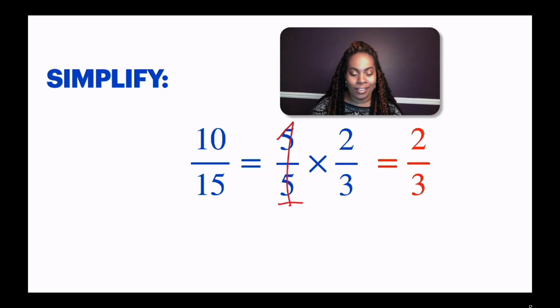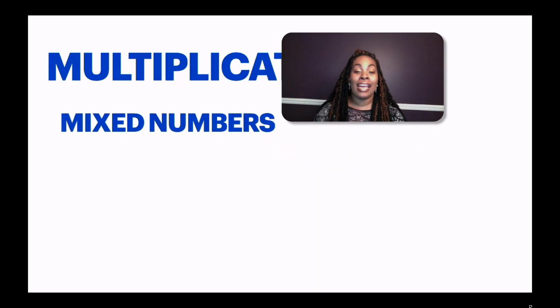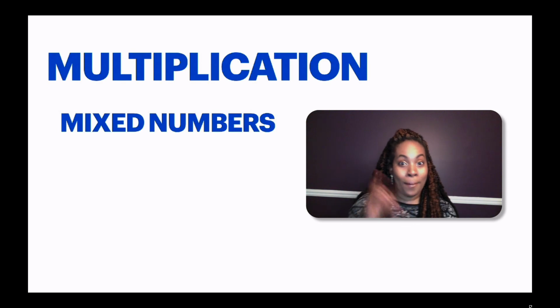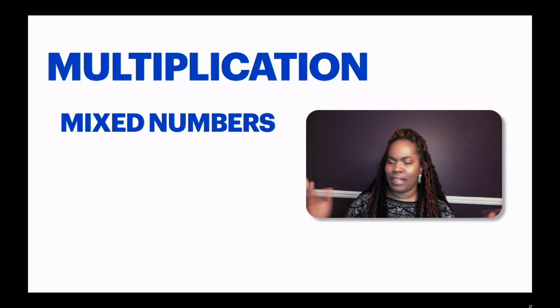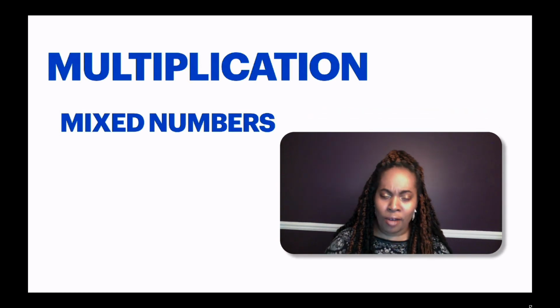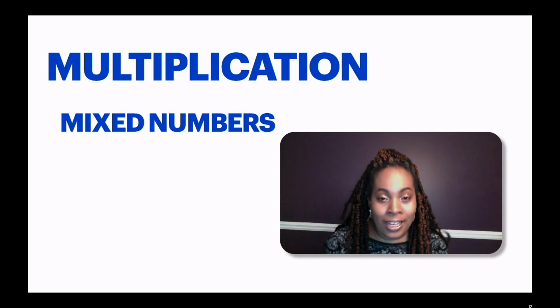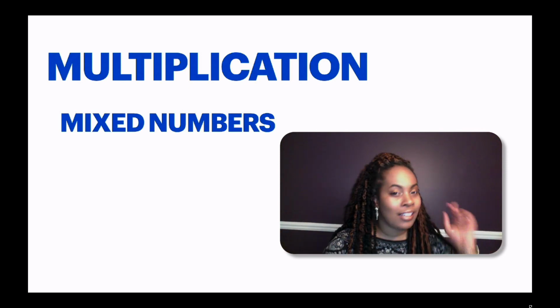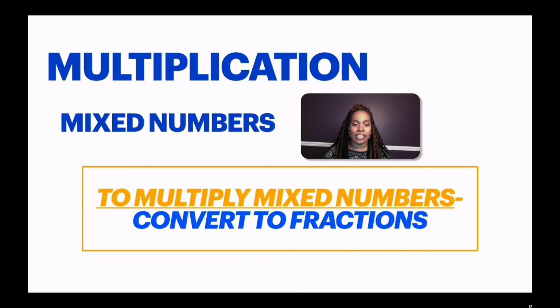So let's move forward because this is just so exciting to me. Now we're going to get into multiplying mixed numbers. Does anyone out there already know how to multiply mixed numbers? I told y'all before, we don't deal with mixed numbers, right? We get rid of those. So it's nothing different here. To multiply mixed numbers, convert to fractions. Because we're not rocking with mixed numbers. We're rolling with fractions here, okay? So again, to multiply mixed numbers, convert them to fractions.